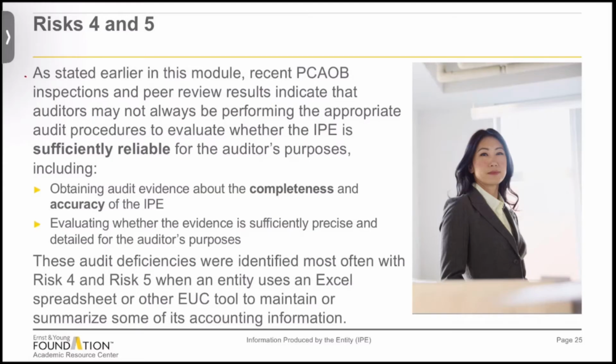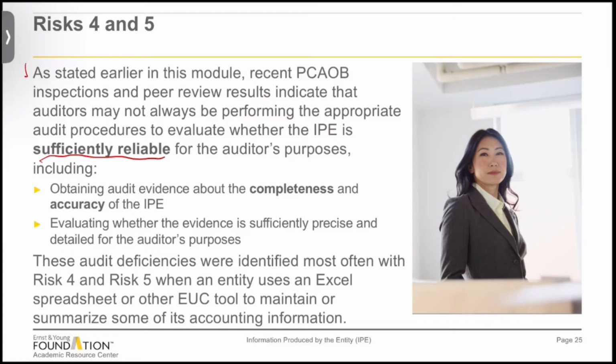Okay, continuing on, as stated earlier in this module, recent PCAOB inspections and peer review results indicate that auditors may not always be performing the appropriate audit procedures to evaluate whether the IPE is sufficiently reliable for the auditor's purposes, including obtaining audit evidence about the completeness and accuracy of the IPE, and evaluating whether the evidence is sufficiently precise and detailed for an auditor's purposes. So these audit deficiencies were identified most often with risk 4 and risk 5.